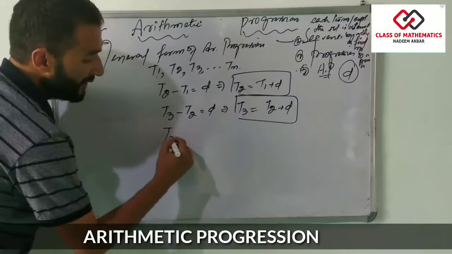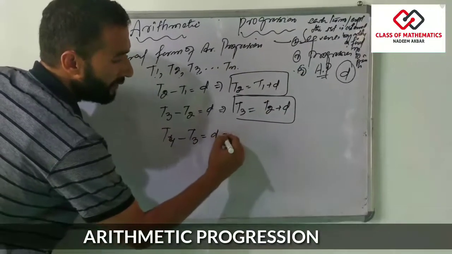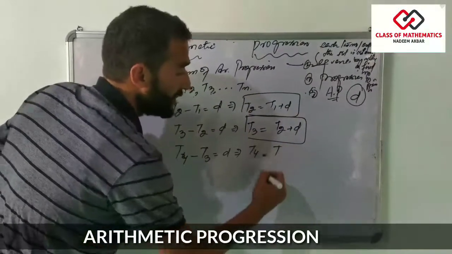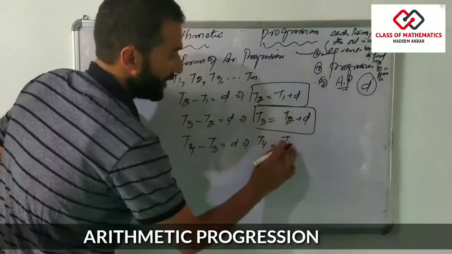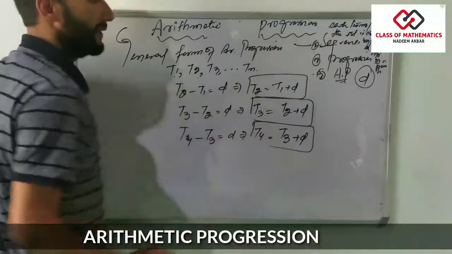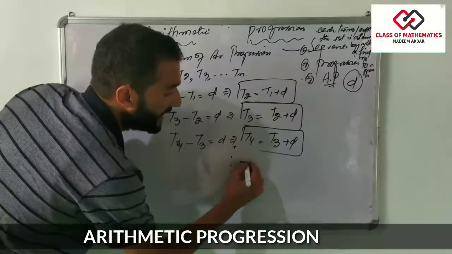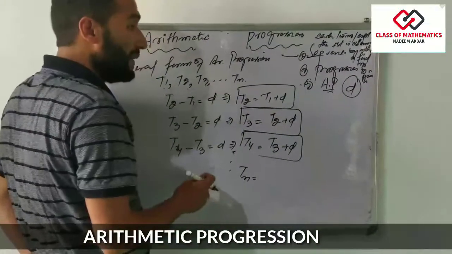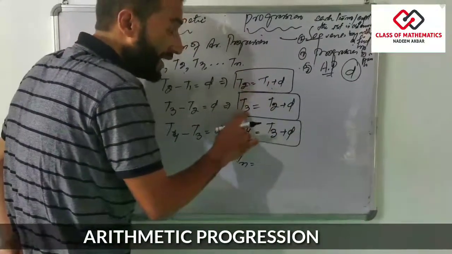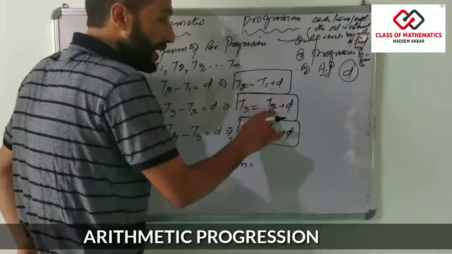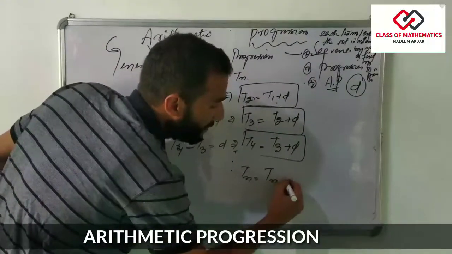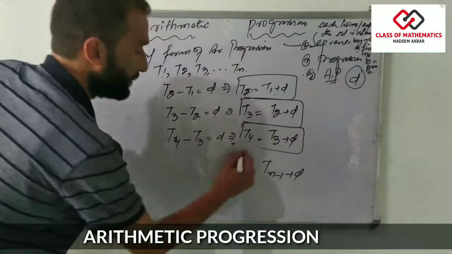अभी यहां पे फिर से सुनो. Now again we know that T4 minus T3 will be equal to D, which implies that T4 is equal to, जब मैं इसको यहां पे ट्रांसपोज करूंगा, T3 plus D, क्योंकि I am transposing minus T3 to this side. Similarly, if I move to Tn, अगर आप यहां पे देखोगे ये एक पैटर्न फॉलो कर रही है. अगर आप देखोगे it's 2, it's 1, एक कम हो रहा है. T3, T2. T4, T3, एक कम हो रहा है. So Tn will be equal to Tn minus 1 plus D.